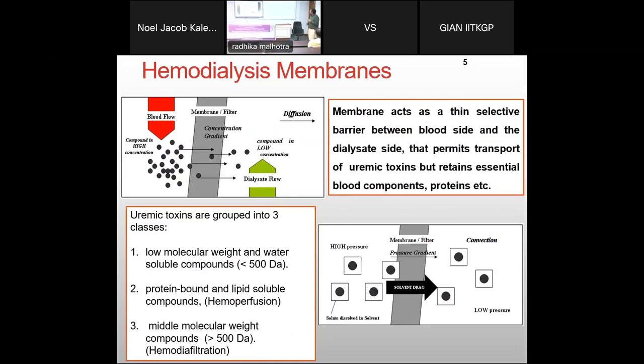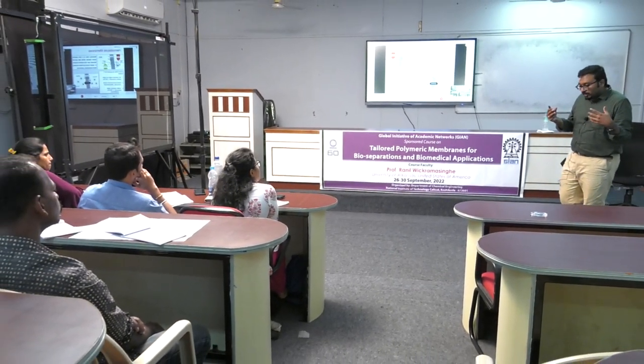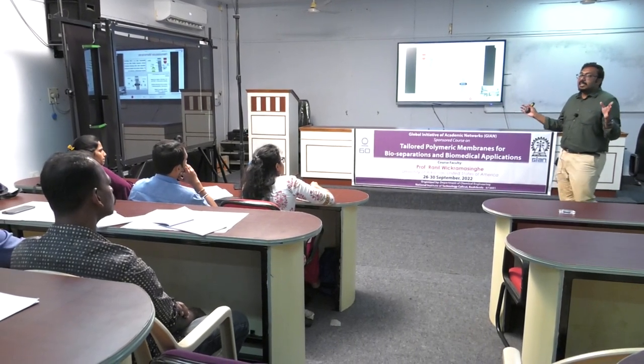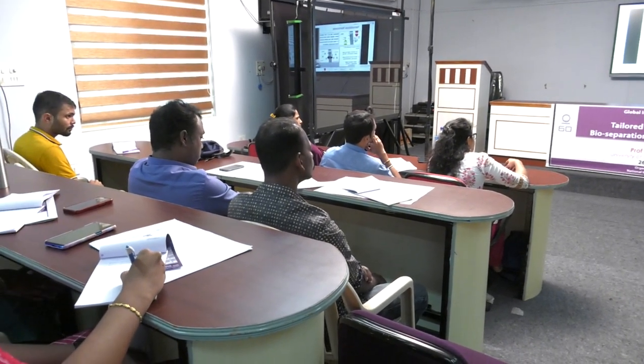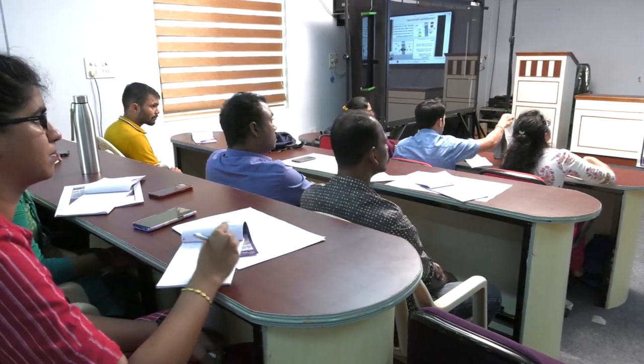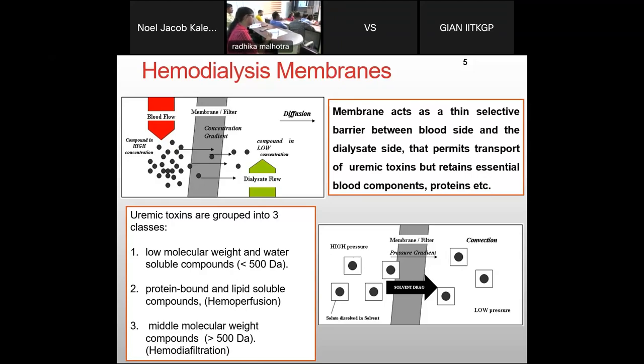Okay, so hemodialysis, as you can see here, is a thin selective barrier, like any membrane. In bio separations or biomedical applications, it is not like our water treatment application. In water treatment, you want to remove all kinds of contaminants. There is no small contaminant or large contaminant. If there are very large contaminants, you do a pre-filtration and then you remove all contaminants. Here you cannot, because it is your blood. You don't want to remove all the particles or all the molecules present in the blood. You should not lose the essential components like blood cells and proteins. But you want to remove the metabolites, excess water, etc.